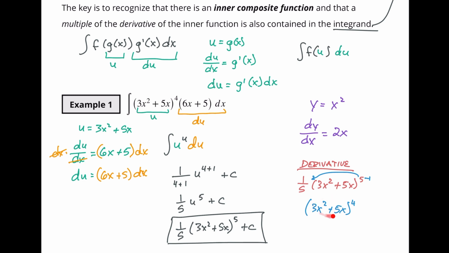Now we've got to take the derivative of the inside, which is going to be 6x plus 5. And look at that, this thing here matches what we had right there. So we're good to go. That's all that U-substitution is. Backwards chain rule. Let's look at one more example real fast.